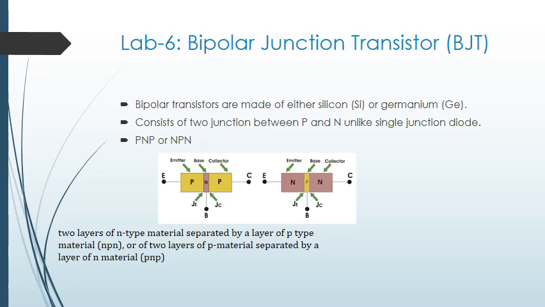They are made of either silicon or germanium. They consist of two junctions between P and N, unlike a single junction diode. There are two basic types of bipolar junction transistors, PNP and NPN. In PNP, the N-type material is in the middle of two P-type materials, while in NPN, P is in the middle. There are two layers of N-type material separated by a layer of P-type, or two layers of P-type material separated by a layer of N-type. And based on that, they are either NPN or PNP.